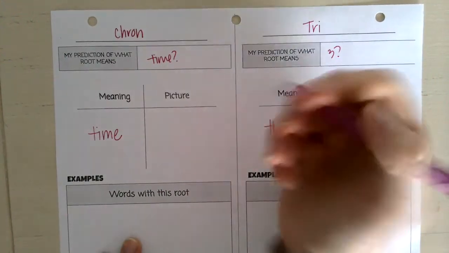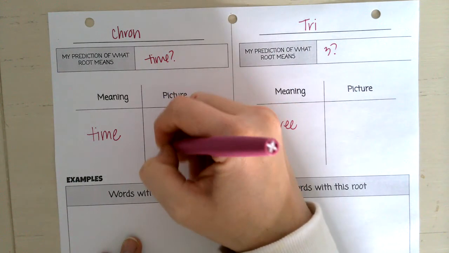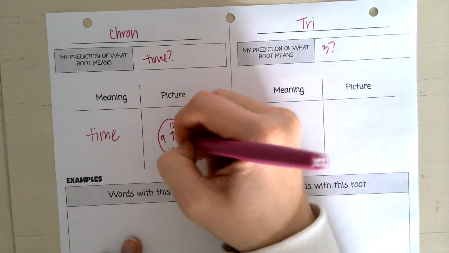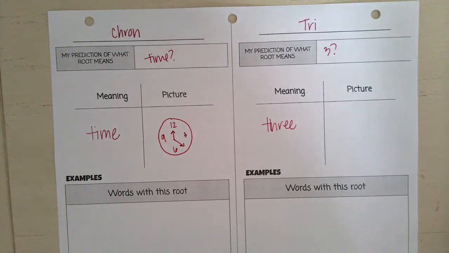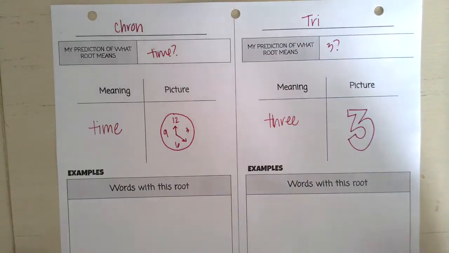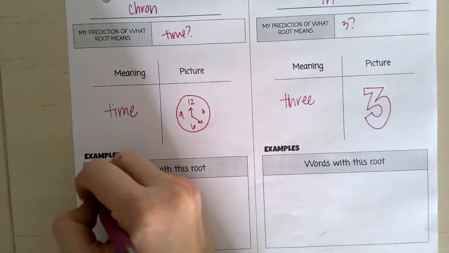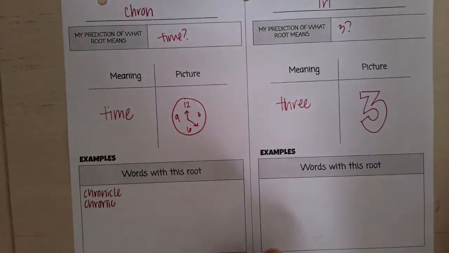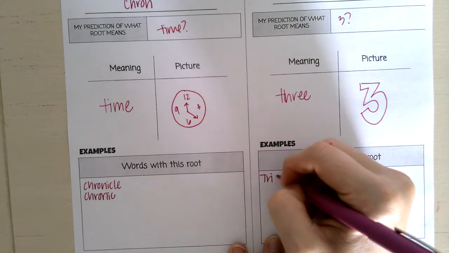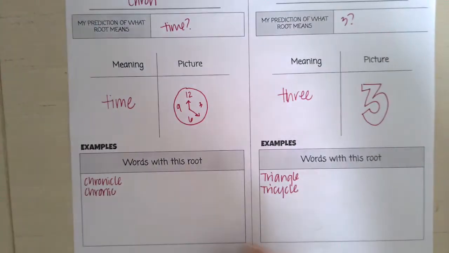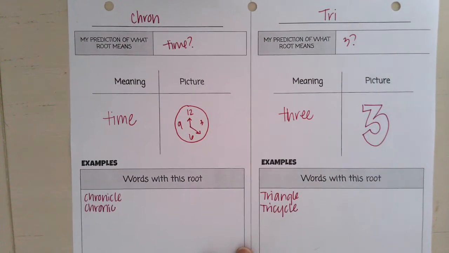So go ahead and jot down those definitions and then draw a quick picture. For time, I'm going to draw what makes the most sense to me, and that's a clock. When I think of time, I think of a clock. And then for the 3, I'm just going to draw a big number 3 because that's going to help me remember it. I'm also going to jot down my example words. For Chron, the first one was chronicle, the second one was chronic. And for try, I have triangle and tricycle.